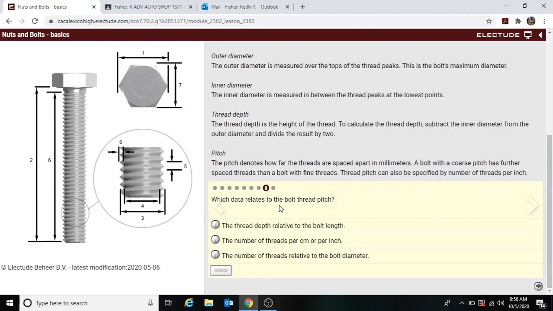Which data relates to the bolt thread pitch? Well, here it says the pitch denotes how far the threads are spaced apart in millimeters. So this one's a little tricky because they convert it to centimeters right here, because it could be centimeters or per inch.